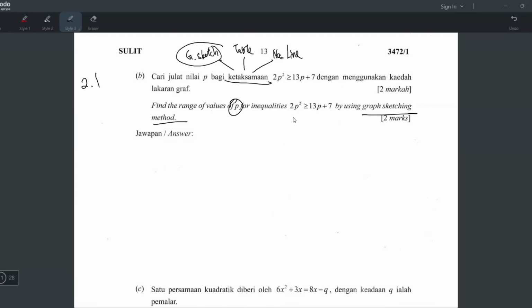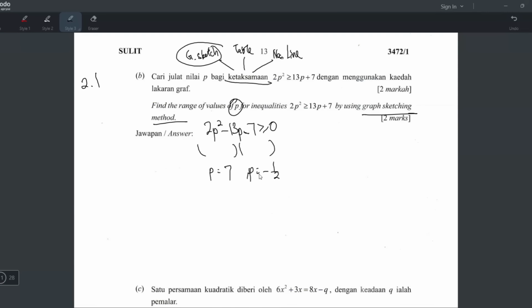First is change to general form. 2p square, if there is a square, everything on one side equals 0. So minus 13p minus 7 bigger equals 0. And then the next thing is find the value of p. So you factorize. If you press the calculator, you get two answers, 7 and negative 1 over 2.